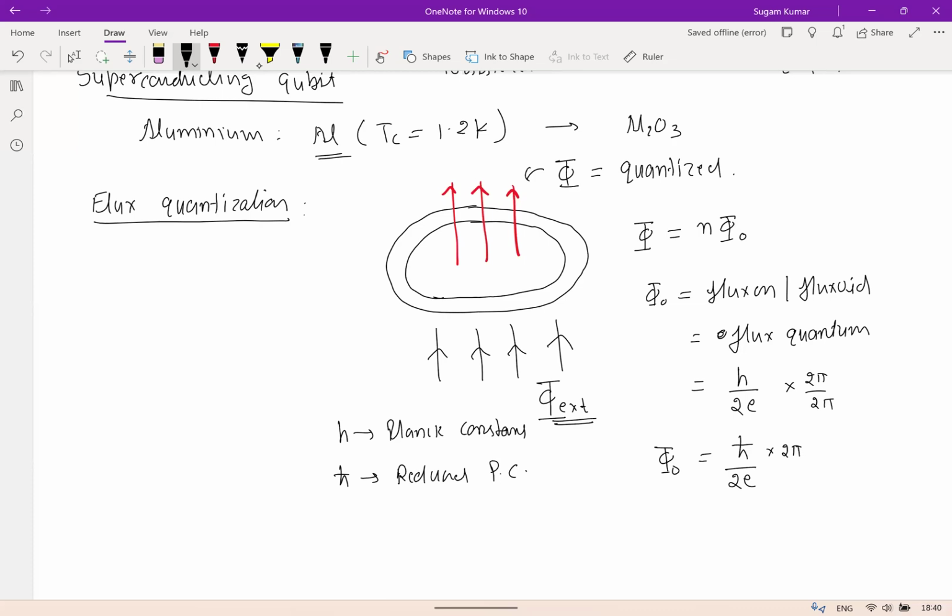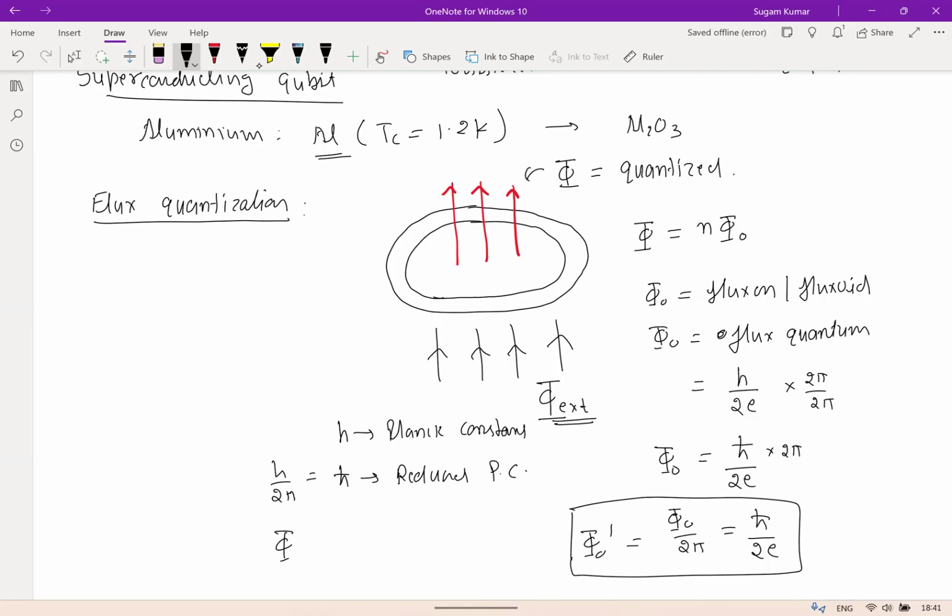Similarly, here, this is called the flux quantum, phi naught. But if I take phi naught by 2 pi, like h cut is h upon 2 pi, this is going to become h upon 2e. So I can call this phi naught dash, this symbol. And this phi naught dash is called the reduced flux quantum.